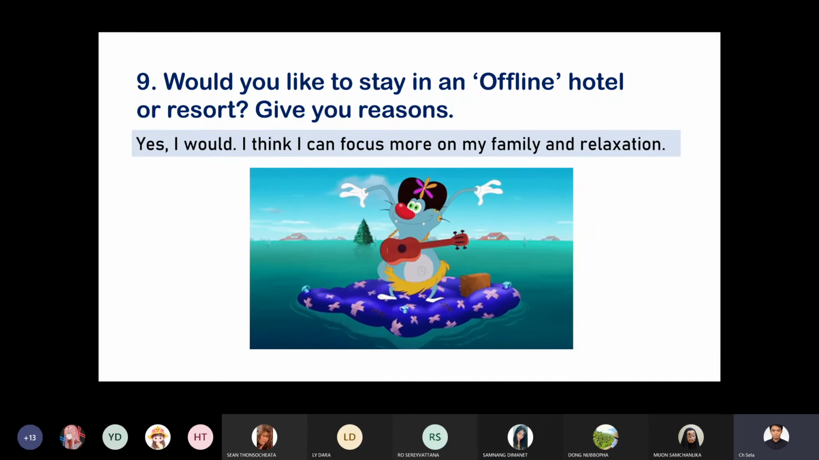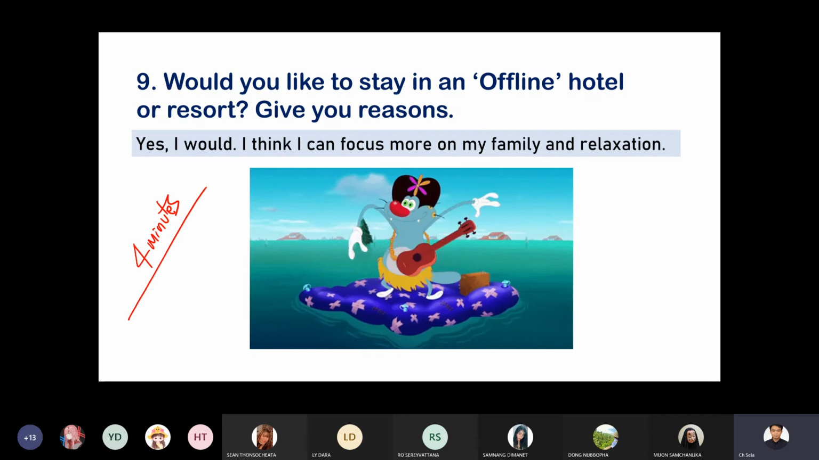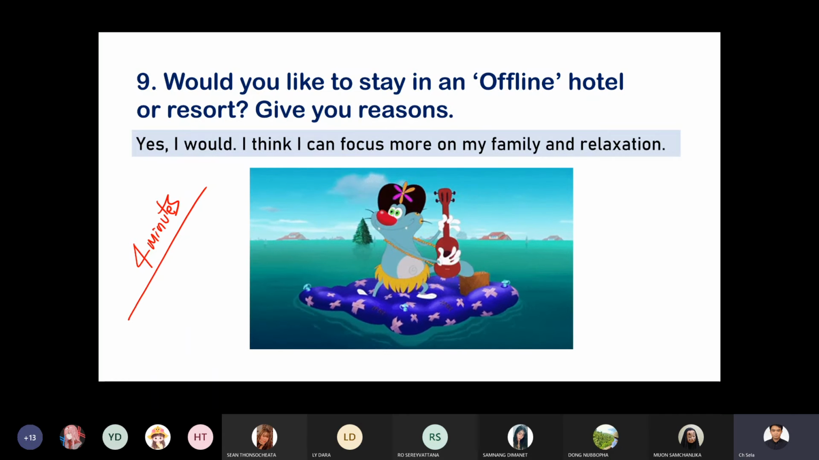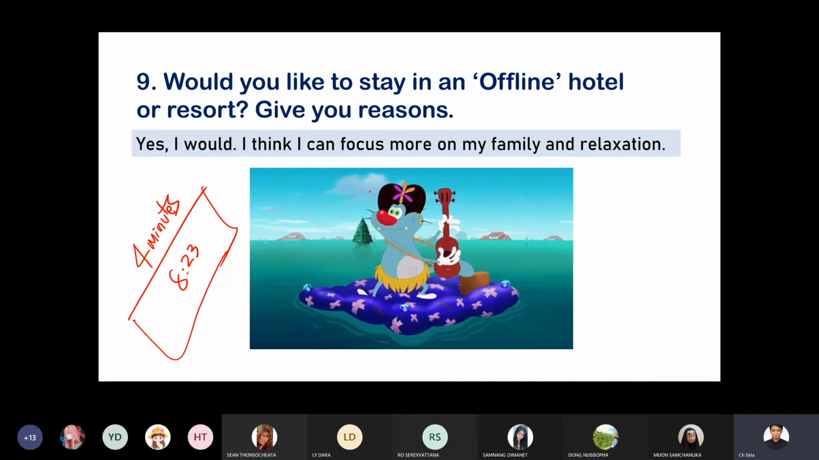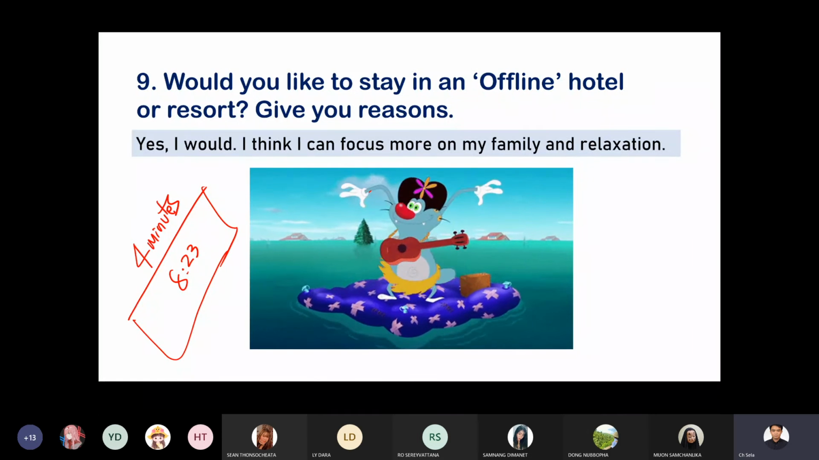So this one, I think you can have around 4 minutes to answer this question. Please don't try to follow my answer. You can think about yourself. If you say no, why? If you say yes, why? So we check the answer at 8:23. Okay, guys? Please do it by yourself. You can write the answer in your notebook or in your textbooks. I don't mind. Okay? All right.